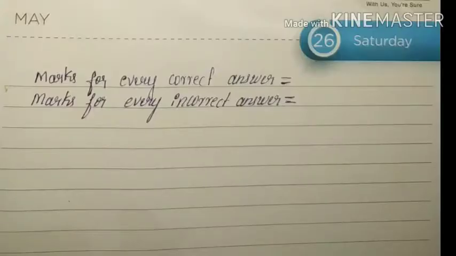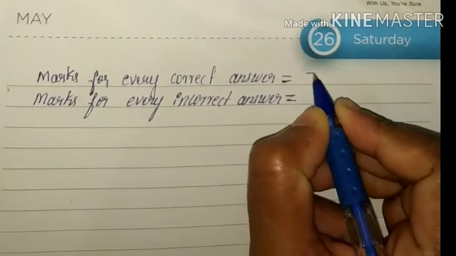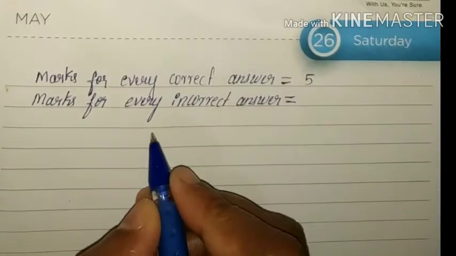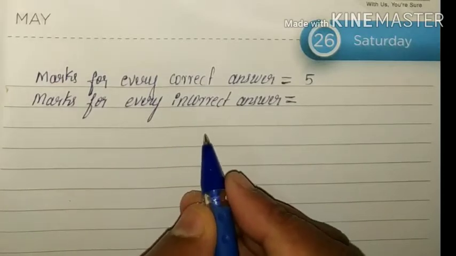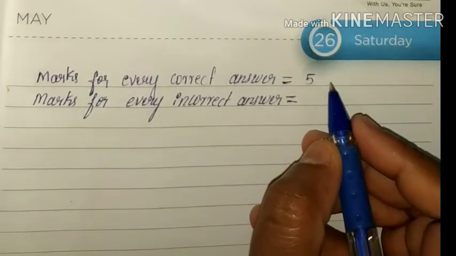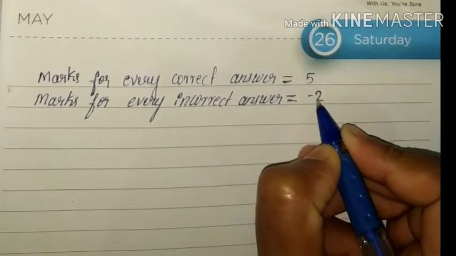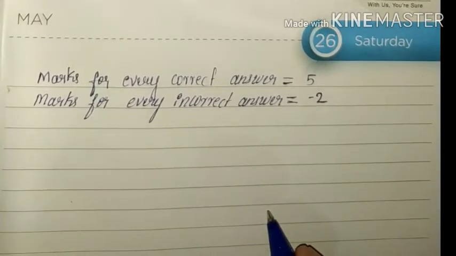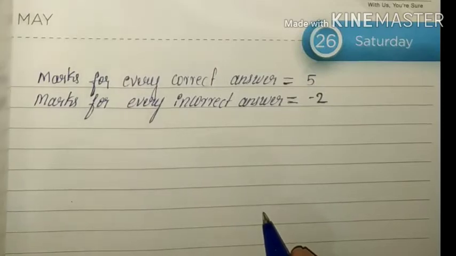Here you have to find out the incorrect answers attempted by Radhika and Jay. Marks for every correct answer is what? 5, right? And marks for every incorrect answer is what? Minus 2, right? So, see here, Radhika answered all the questions and scored 30 marks, though she got 10 correct answers.